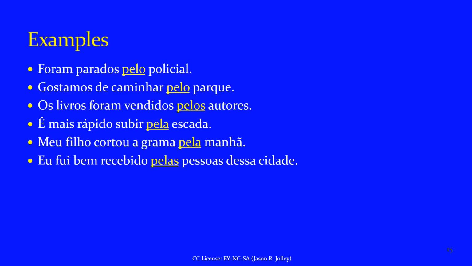Third example, os livros foram vendidos pelos autores, combining por and os, right? So by the authors. The books were sold by the authors. An example of passive voice. Os livros foram vendidos pelos autores, por and os. É mais rápido subir pela escada. It's faster to take the stairs. Por a escada, pela escada. É mais rápido subir pela escada.